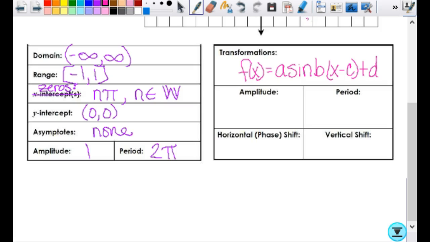Amplitude. The amplitude is basically how tall it is. So that's going to be like your vertical stretch. What affects the vertical stretch in transformations like this? A, right? This is your vertical stretch. It's what's multiplied out front here. So this is the absolute value of A, because we don't care about the sign there. The B is your horizontal stretch or compression, right?